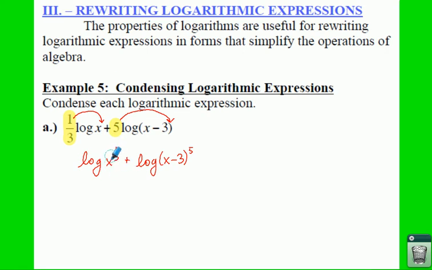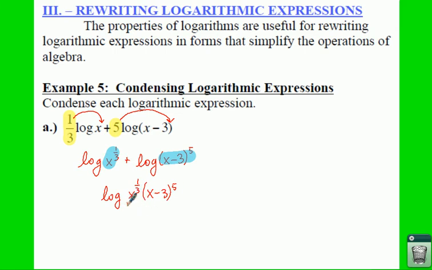And then what we need to do next is, we have an addition sign here. So we're going to have to multiply whatever is inside the logs. We're going to write this as one log: log of x to the 1/3 times x minus 3 to the 5th power.